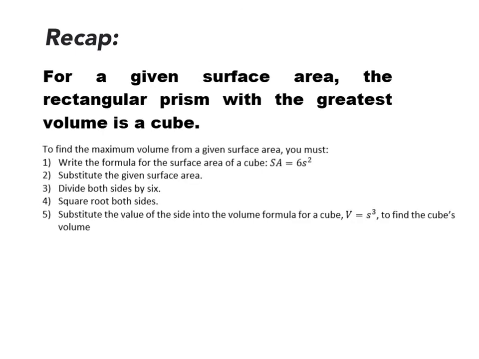The second point of the video, for a given surface area, the rectangular prism with the greatest volume is a cube. And to find the maximum volume from a given surface area, you must first write the formula for the surface area of a cube, surface area equals 6s squared. 2, substitute the given surface area. 3, divide both sides by 6. 4, square root both sides. And 5, substitute the value of the side into the volume formula for a cube, V equals s cubed, to find the cube's volume.